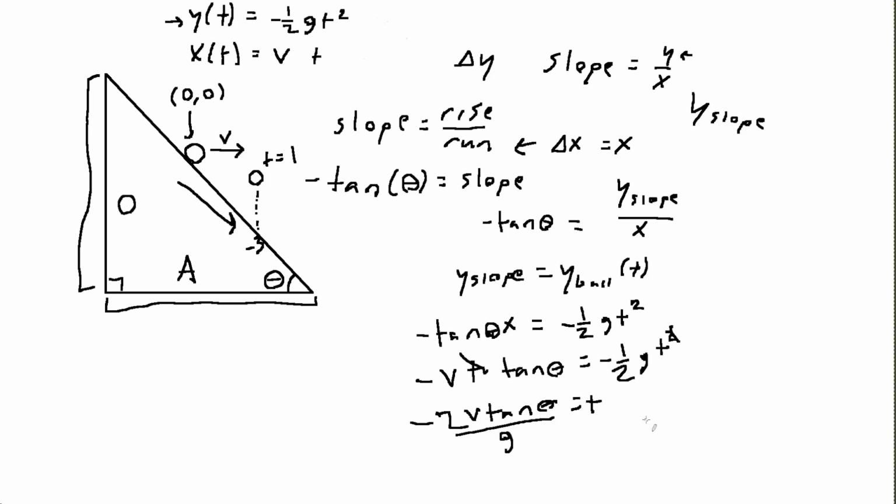Lastly, we're asked to solve for the x position of the ball when it hits the slope, not the time. But remember that our x position is just velocity times time. So we just plug in this t into that equation and basically just multiply it by v. So our final answer is x equals x_f, for final, equals negative 2v squared tan theta over g. And that's how you find this.